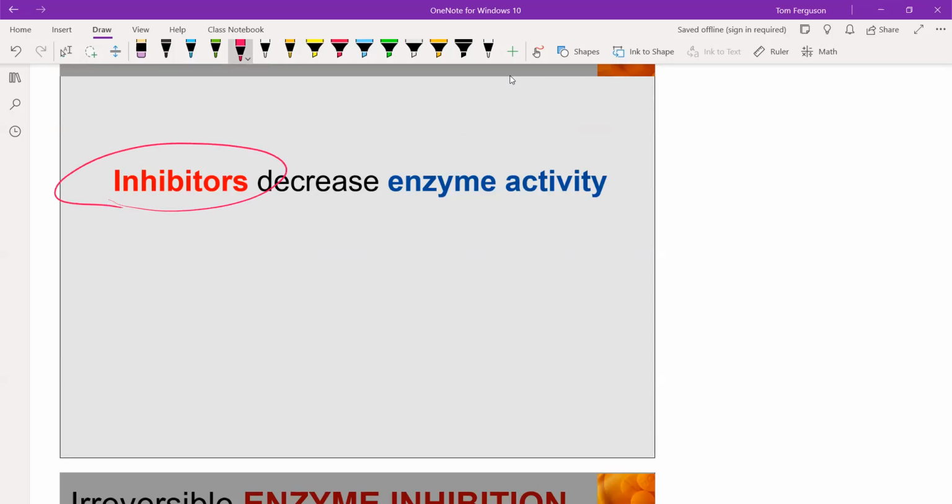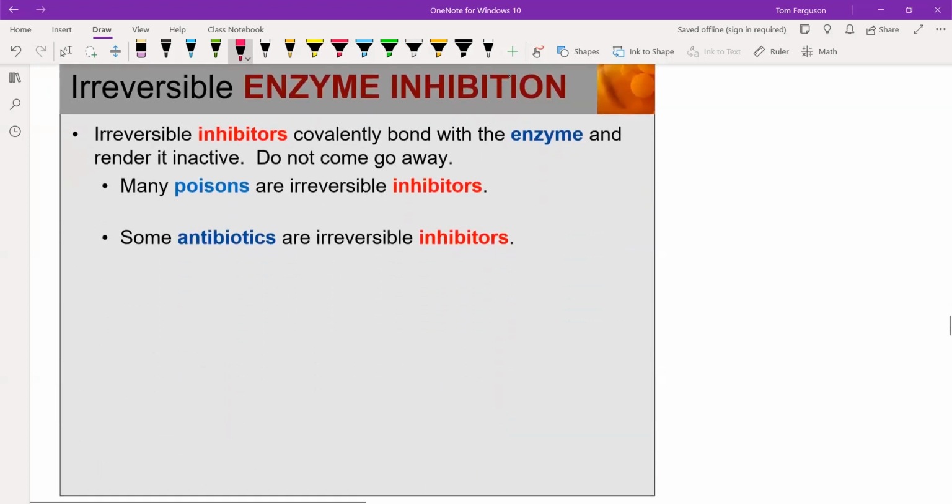Inhibitors are a really important topic to talk about in terms of enzyme regulation. Excuse me. Okay, and you've got different kinds of inhibitors. Some are irreversible and some are reversible. It just depends.